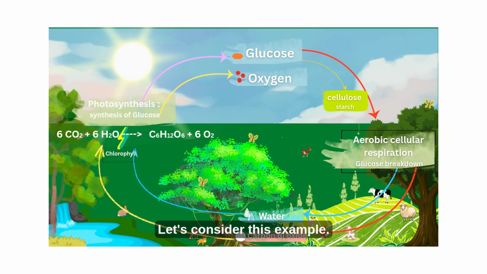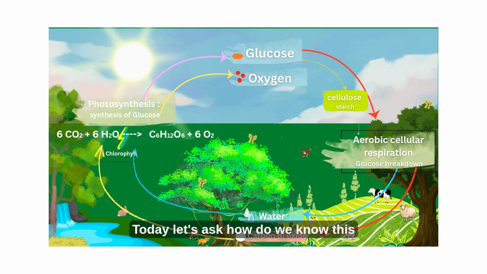Let's consider this example. Almost all energy on the earth comes from the sun, our biggest source of energy. Sunlight travels a huge distance to reach our planet. Plants catch the sunlight and use it to make food inside their leaves. This special way they turn the sunlight into food is called photosynthesis.